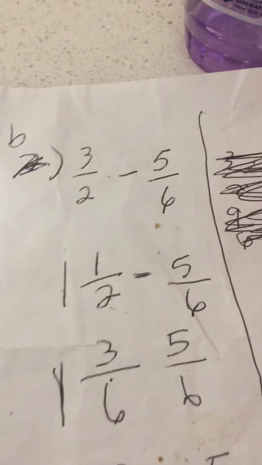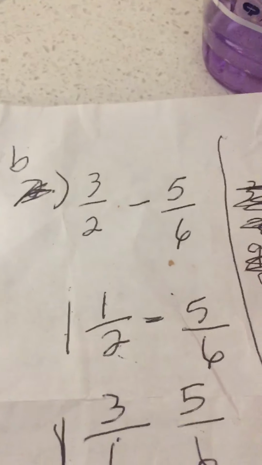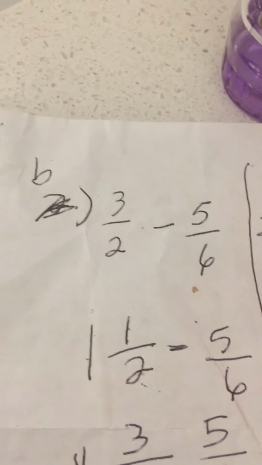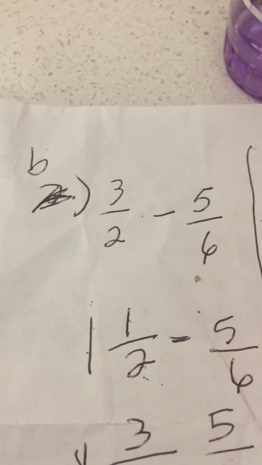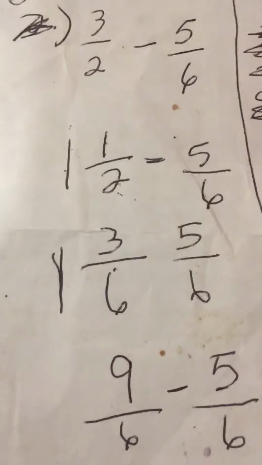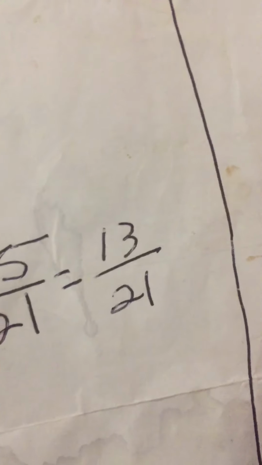Okay, so we're on this problem that says 3 over 2 minus 5 over 6. So what I did was change that into a mixed fraction. I didn't have to do it that way. That was the long way around. Well, what we can really do with this fraction is, let me write it down here a little bit. We're going to do 3 over 2 minus 5 over 6.